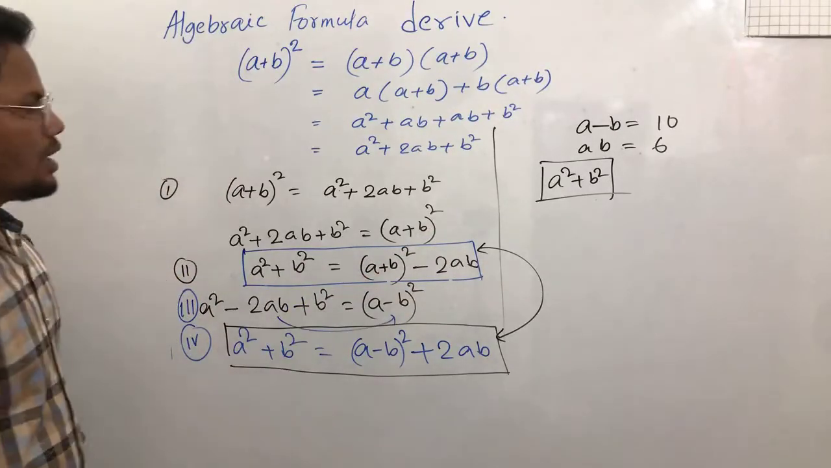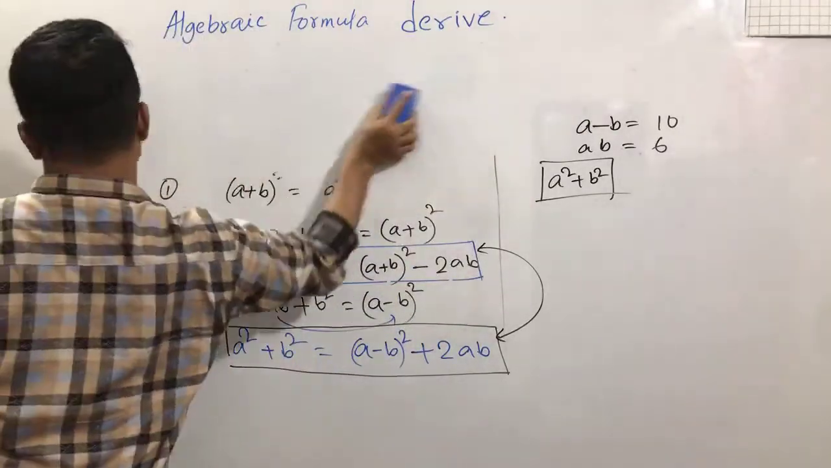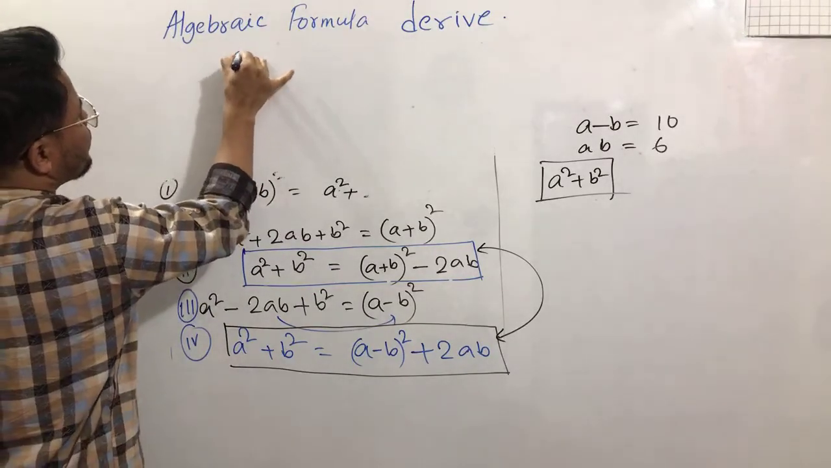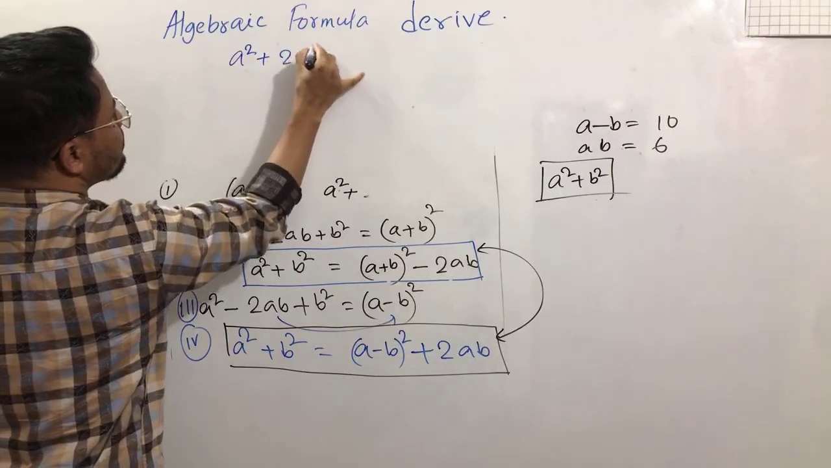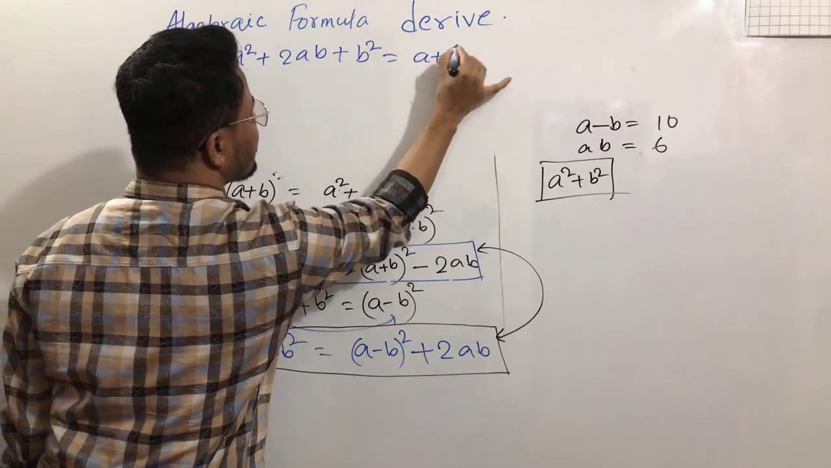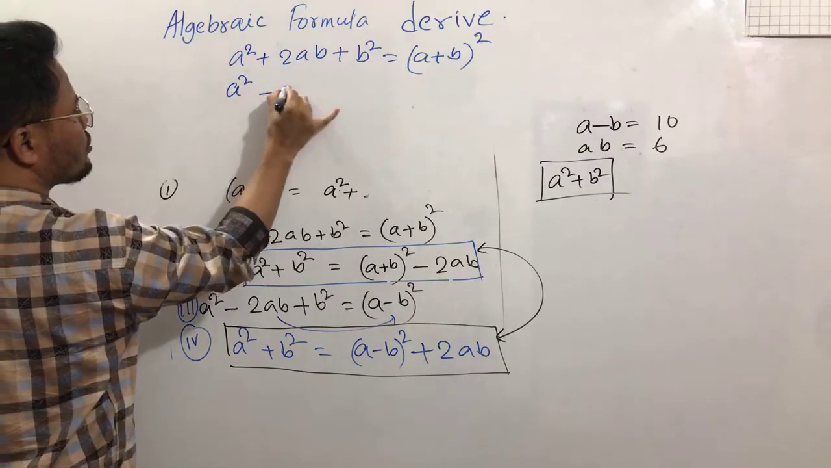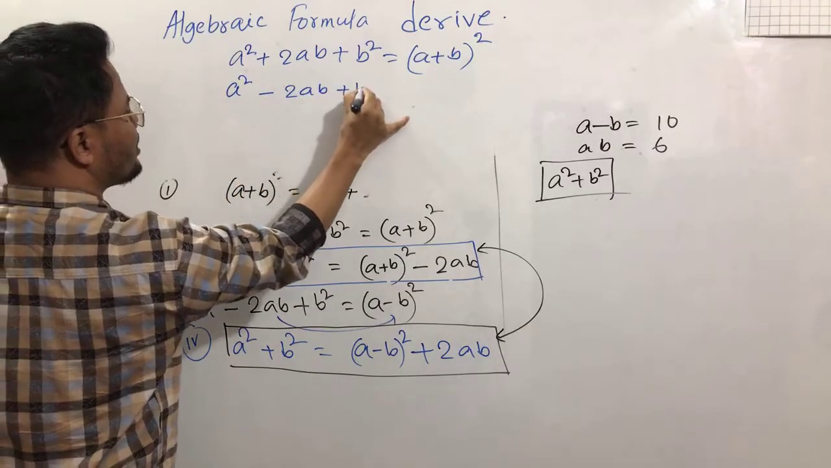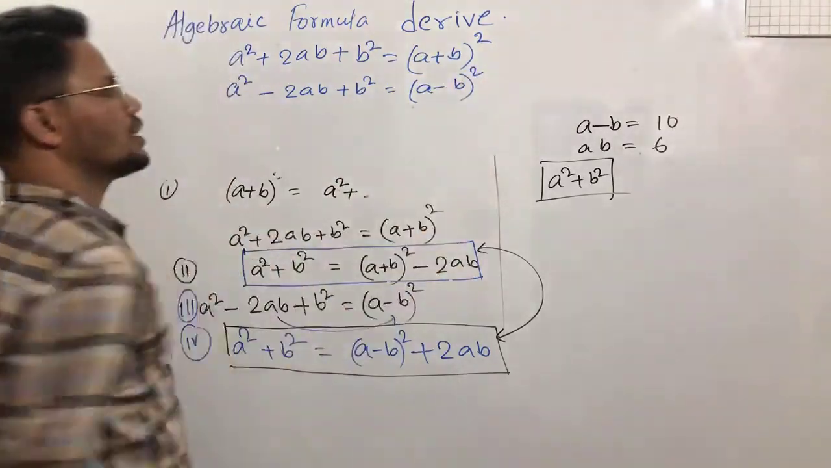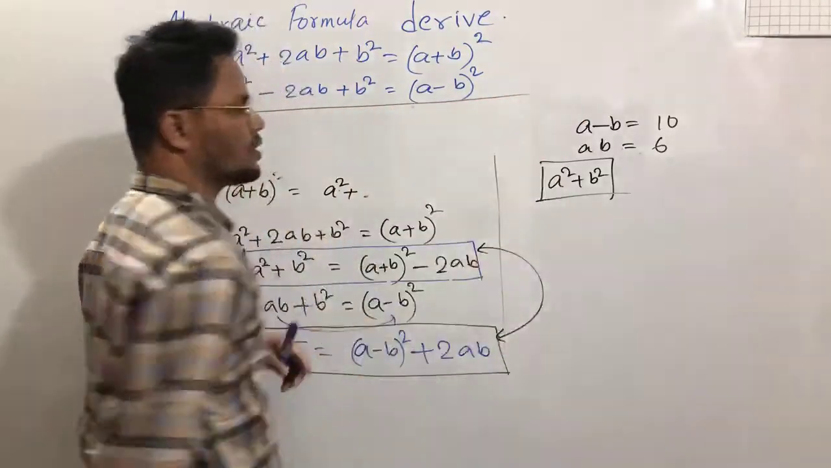But now give attention. If we make another relation between them, like this one, A square plus twice AB plus B square is the result of A plus B whole square. Again, A square minus twice AB plus B square equals A minus B whole square. We all know these two formulas. So if we add them, what will be the new result?